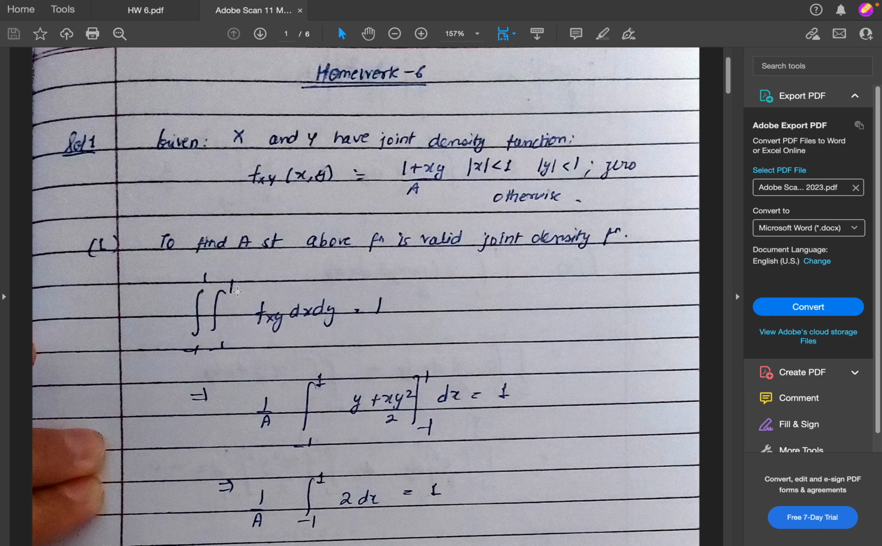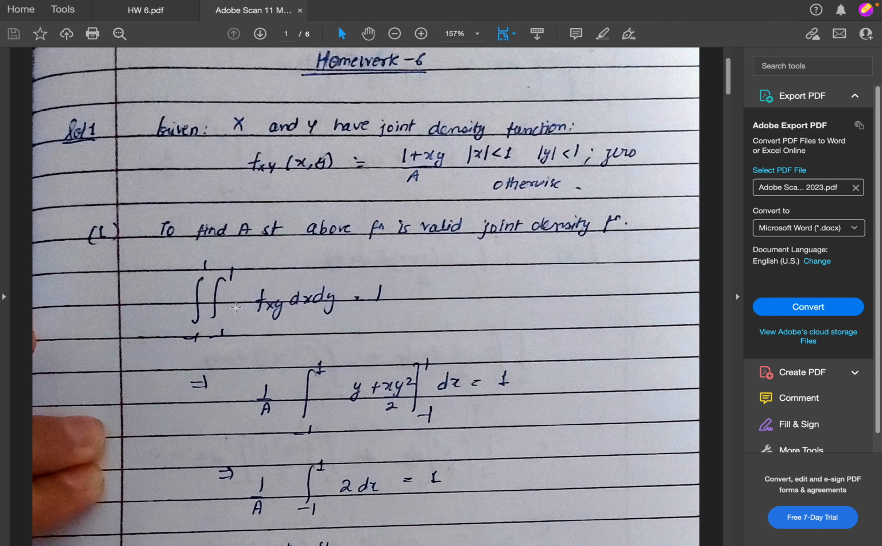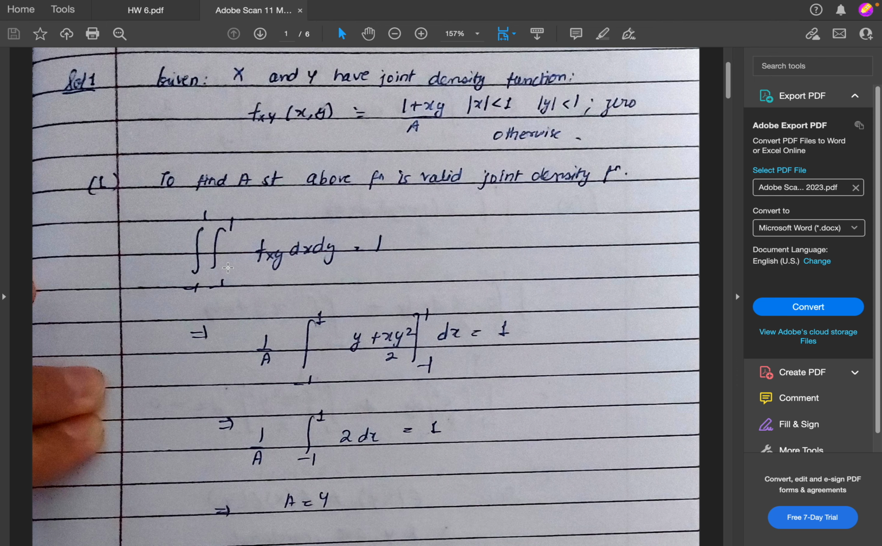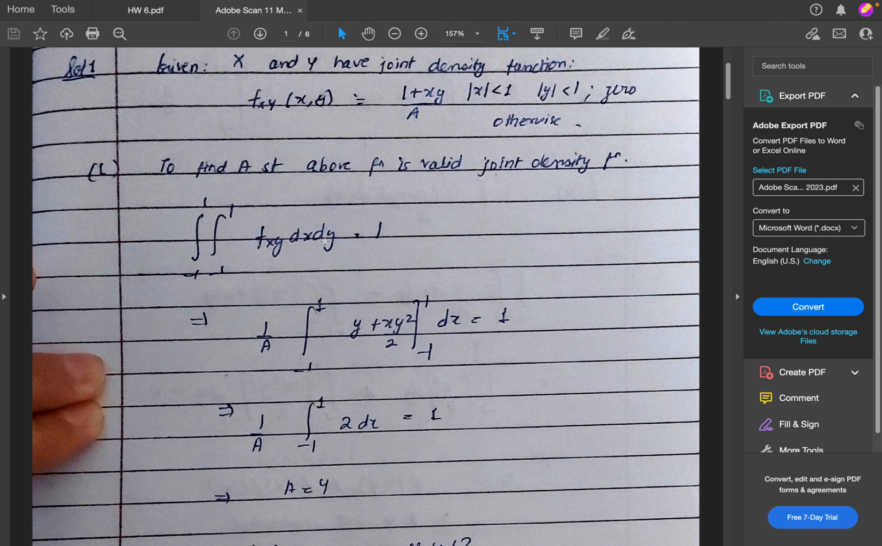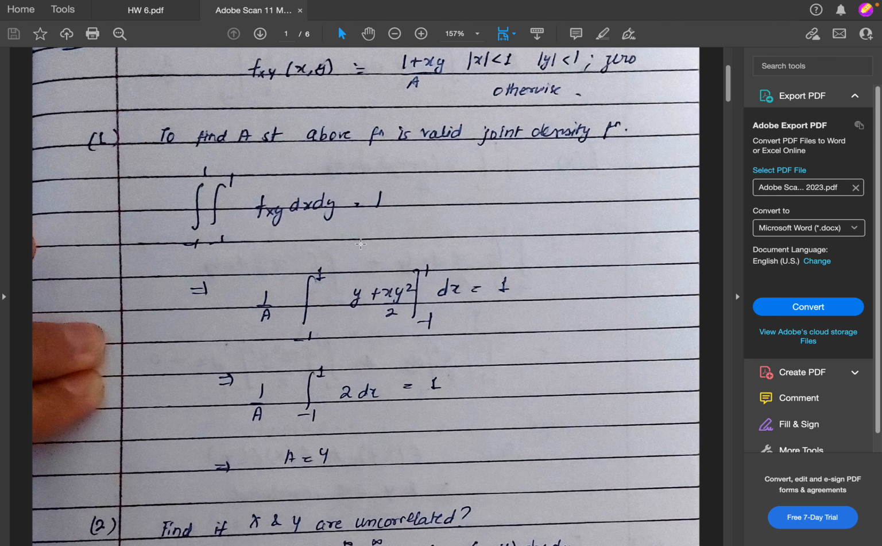To find a, we'll take the integral of f(x,y) dx dy over -1 to 1 for both x and y. This is because from the given question we know that this function is valid when x is between -1 to 1, and similarly for y. Now this integral should be equal to 1 for it to be a valid joint density function.